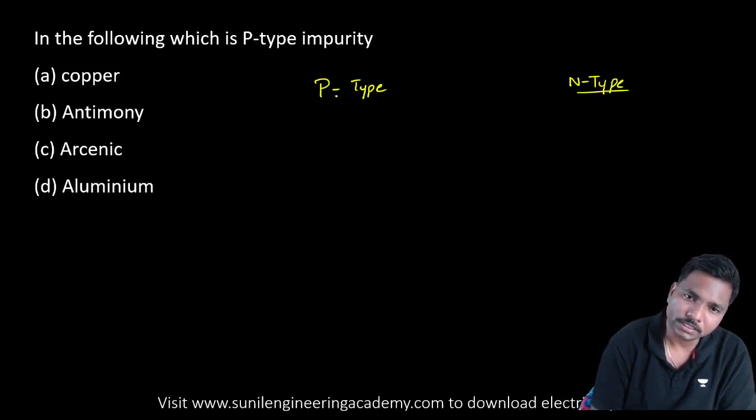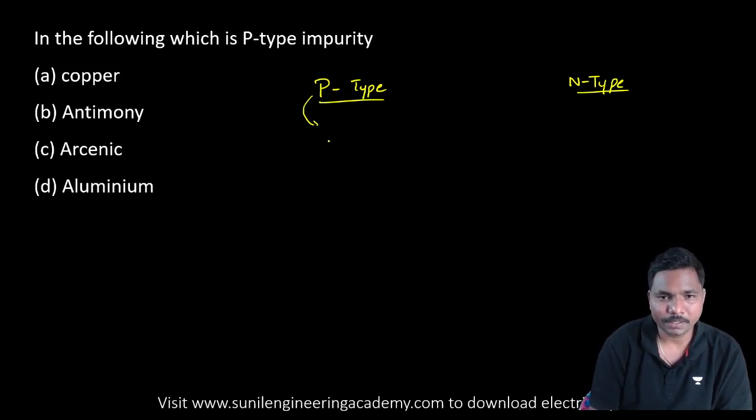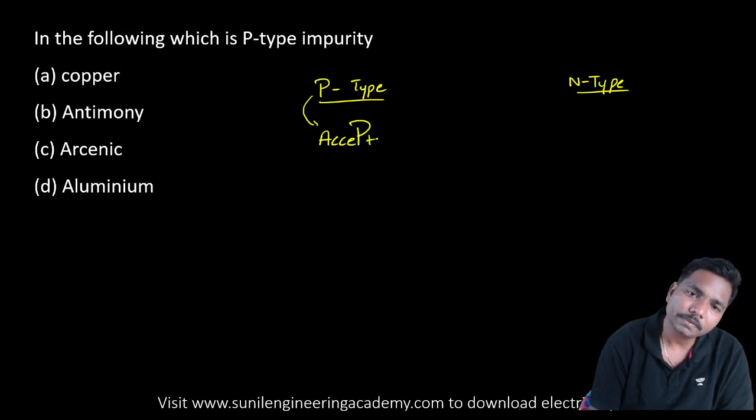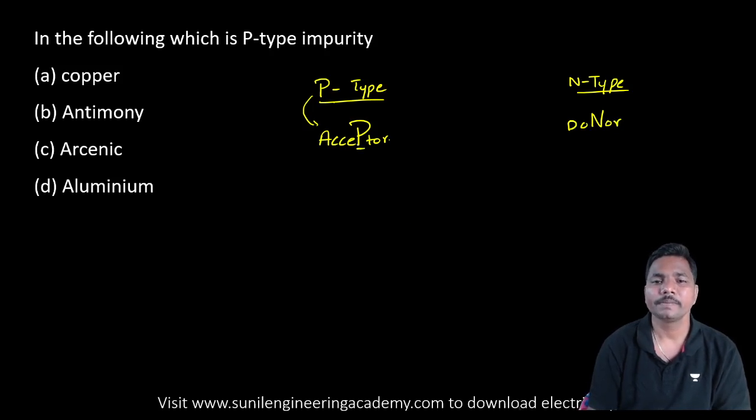Okay, so just remember in this method: P-type, P for P, acceptors. These are acceptor impurities. Okay, P for P. Here N for N, donor impurities. These are donor impurities. All of you clear? P-type are acceptor impurities, N-type are donor impurities.